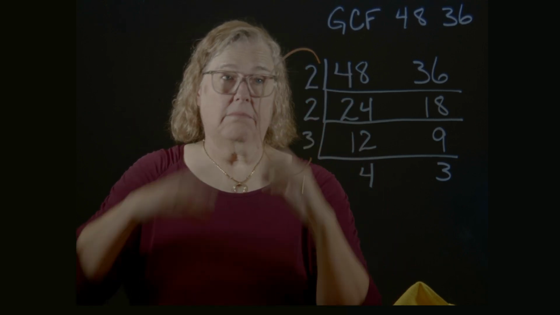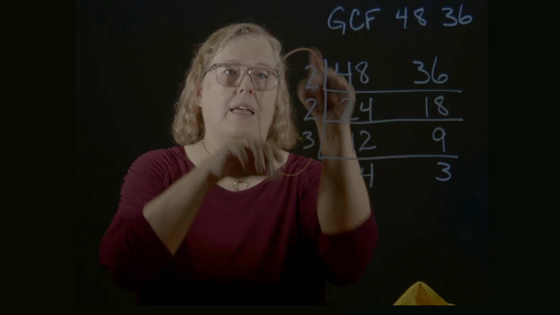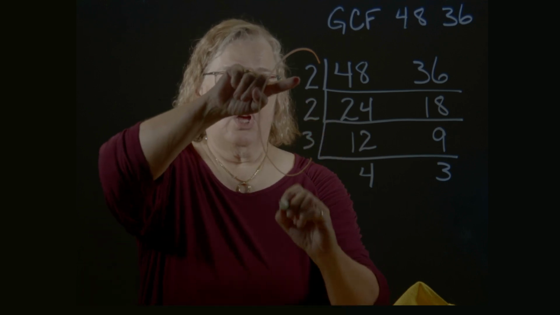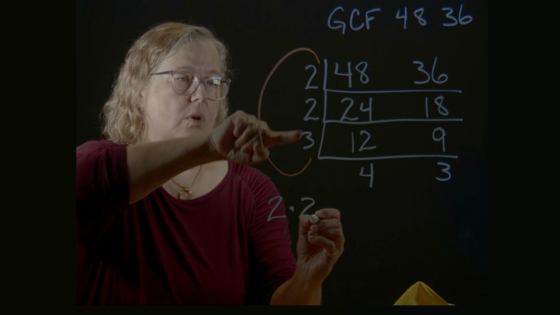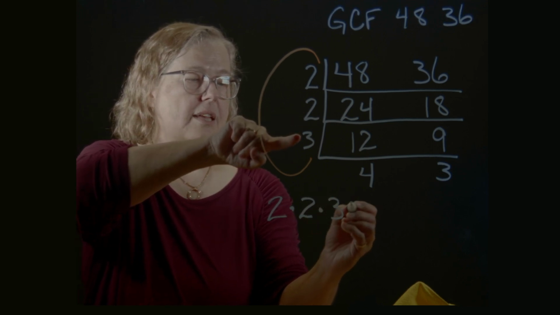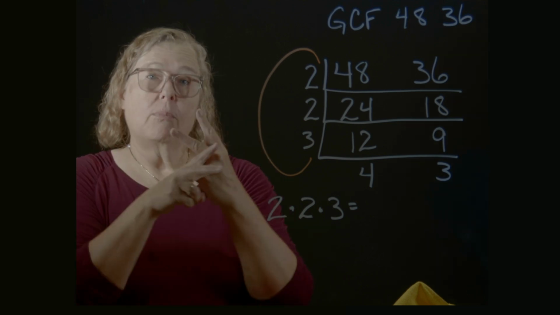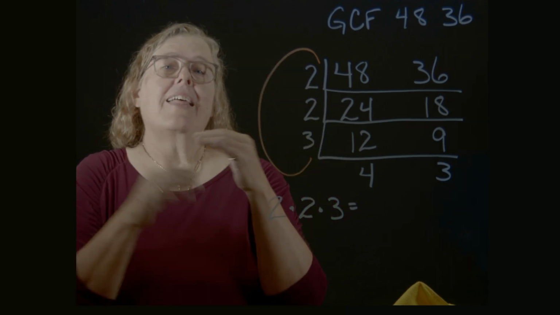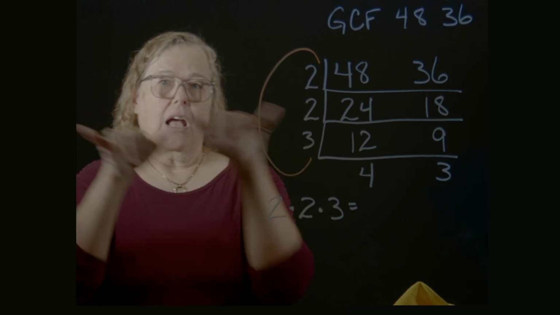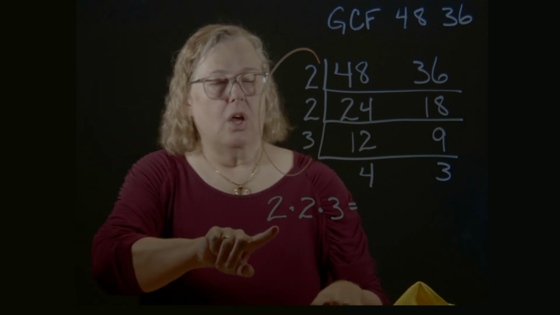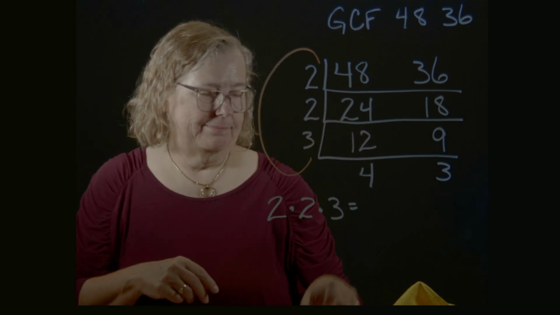You see the C's? These are the common factors. So the C's are on the common factors. We got 2 times 2 times 3 equals. So these common factors, we're going to multiply them together. They will equal the GCF, the greatest common factor. 2 times 2 times 3 equals what? 12.